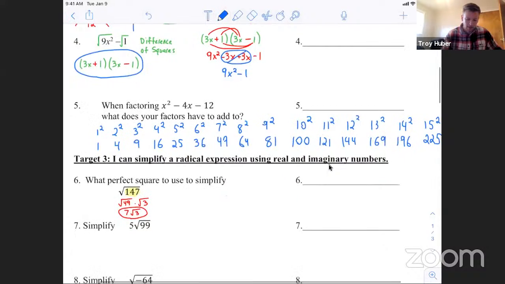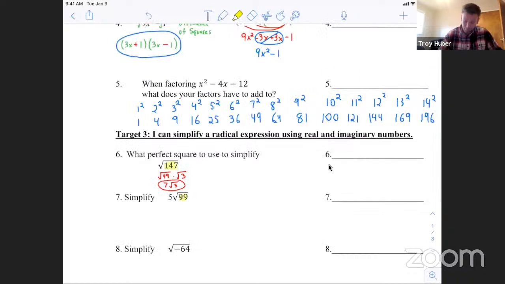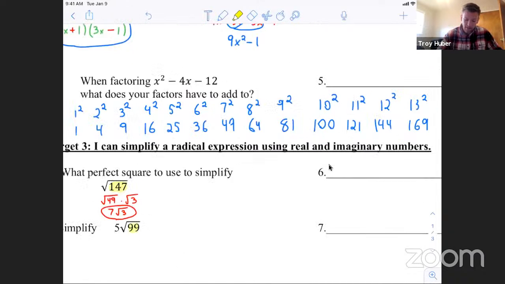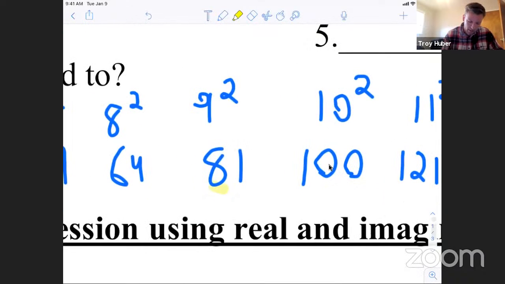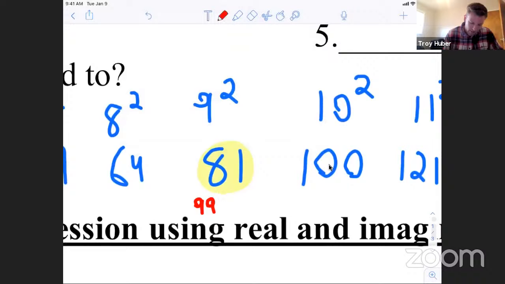All right, and then let's take a look at this one. So now we have 5 times the square root of 99. Okay, so we go 99, find the first perfect square that is less than 99. The first one that is less than 99 would be 81. So I can do 99 divided by 81. 99 divided by 81 is 1.22222.